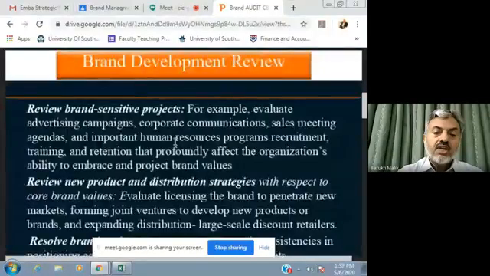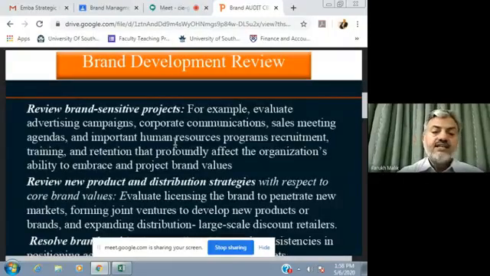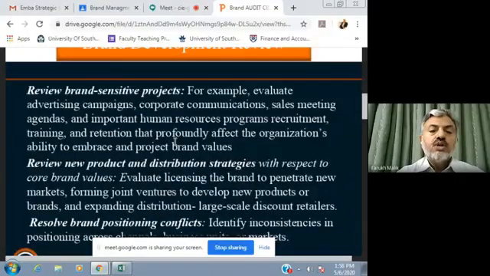Continuing with the brand development review, you have to review brand sensitive projects. For example, evaluate advertising campaigns, corporate communications, sales trainings, agendas, and important human resource programs, right? And retention that profoundly affects the organization's ability to enhance and project brand values.